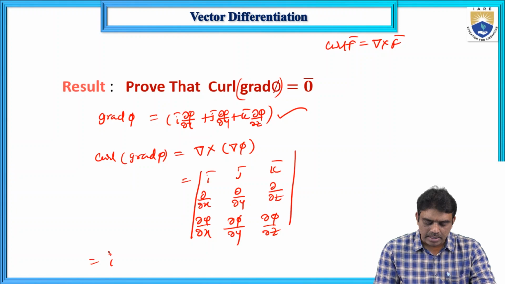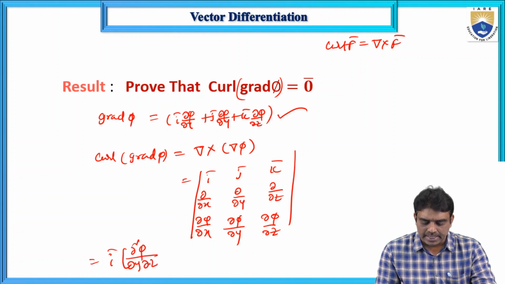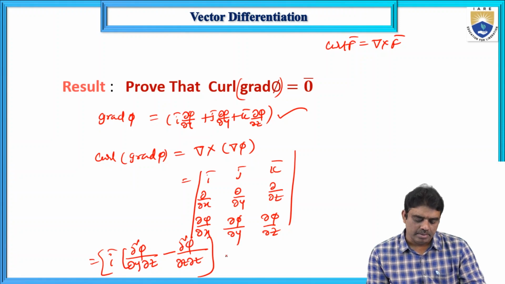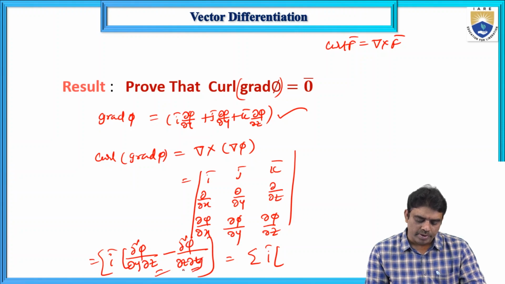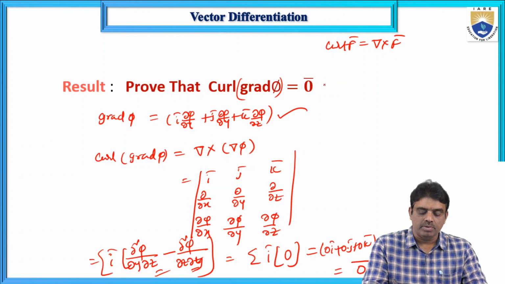So on expanding the matrix determinant, we will get i bar into ∂²φ/∂y∂z minus ∂²φ/∂z∂y, minus j bar into ∂²φ/∂x∂z minus ∂²φ/∂z∂x. Because all are similar terms, and these two values ∂z∂y and ∂y∂z are the same, the value is equal to 0. So expanding, 0 into i bar plus 0 into j bar plus 0 into k bar, the entire term is equal to 0 bar.